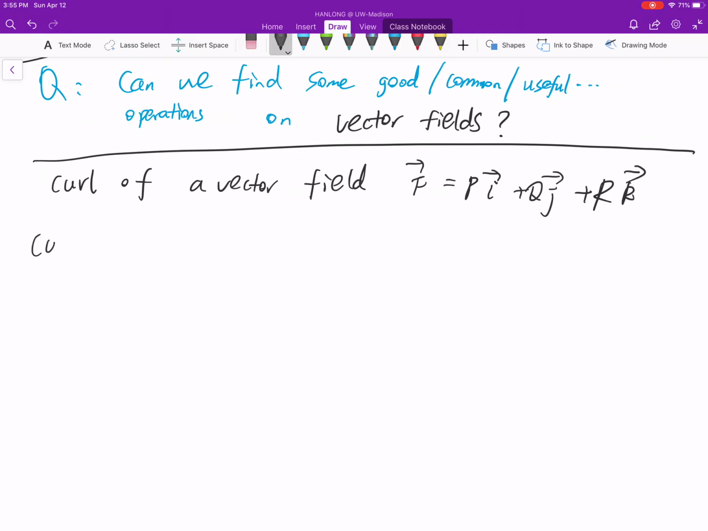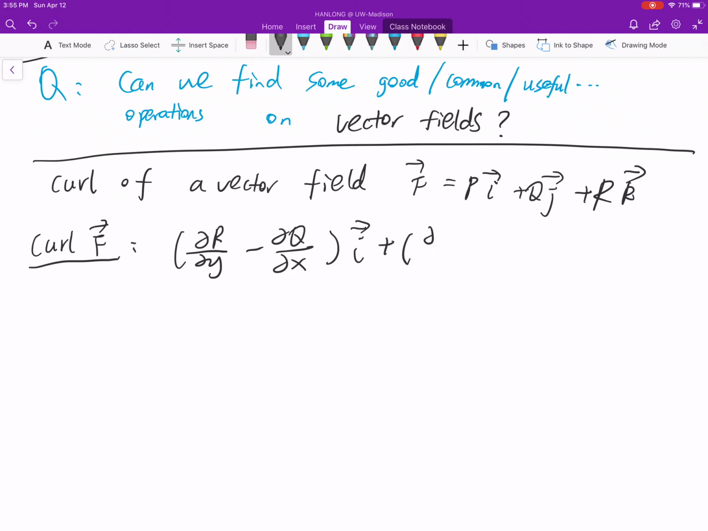And how to define it. Let's first do 3D this time. Partial R, partial Y. The formula is a little bit difficult to memorize, but in a moment I will give you another way to formulate it. They're equivalent, but the second one is probably easy to remember.